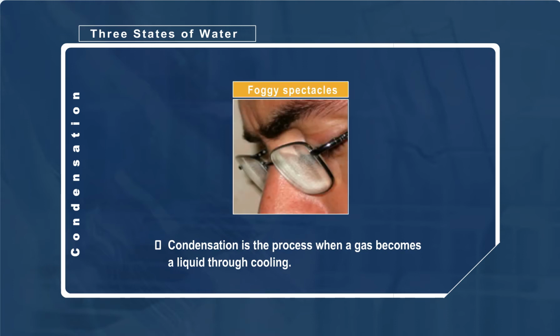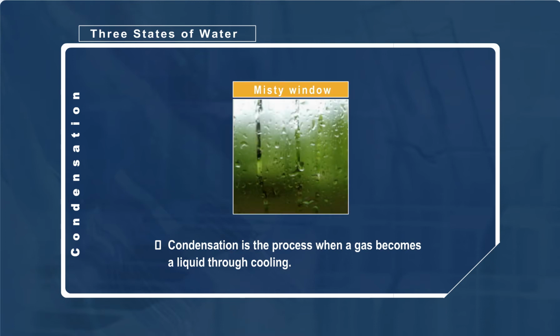This explains why when someone wearing spectacles alights from an air-conditioned bus on a warm day, the spectacles become foggy. Remember the time when you drew on a misty window? The mist formed on the window is another example of condensation.